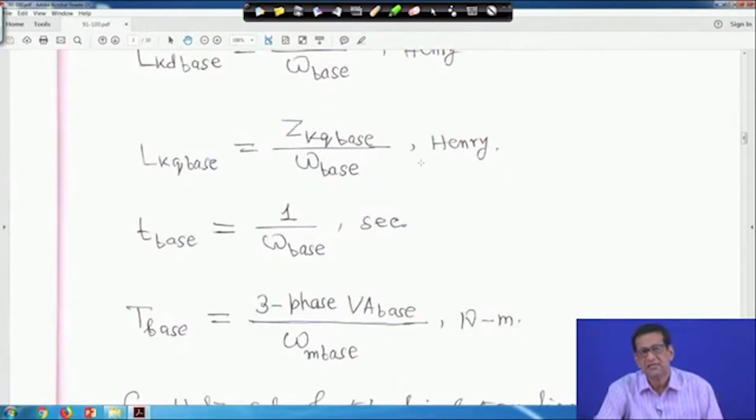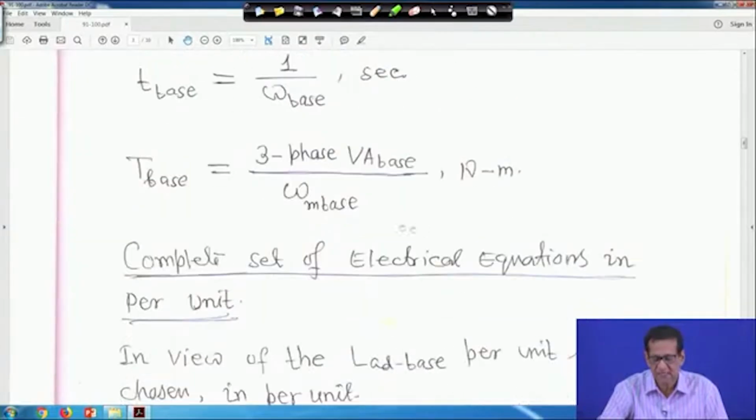All these things were derived previously, so whenever you work with them, just try to recall. There is no question of memorizing; if you have understood a little bit, you can do it easily. And time base is equal to 1 upon omega base, in seconds. And this is your torque base, 3-phase volt ampere base upon omega base, in Newton meter.